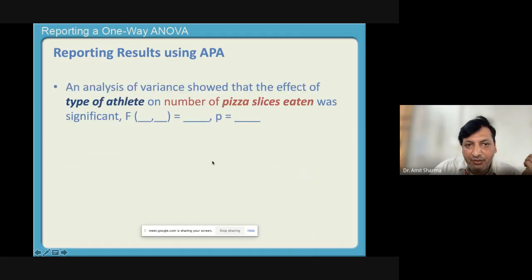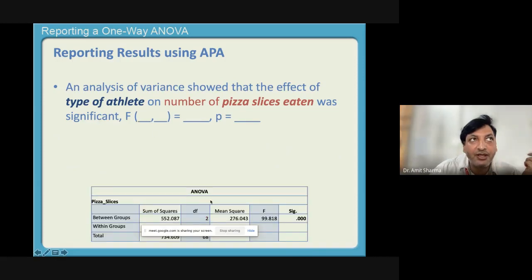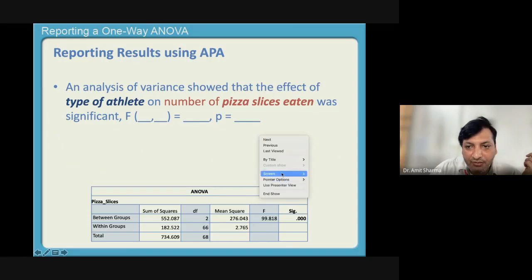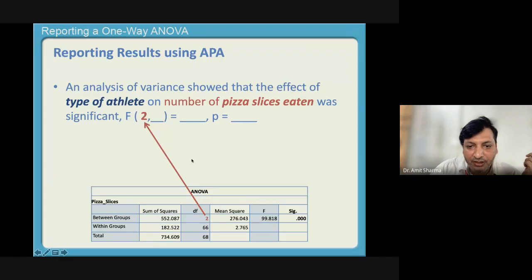Yes. So what we have to do is fill in the blanks. Now, the analysis of variance shows that the effect of, now I have filled in, type of athlete on number of pizza slices eaten was found significant. Now we have to fill in this value. This table you are going to get in terms of ANOVA. Clear? And on ANOVA, see, the degree of freedom we have got is this 2. You are going to add between groups, 2, here. Then 66, this one is the degree of freedom within, which you are going to get. So 2 and 66 will be added here.